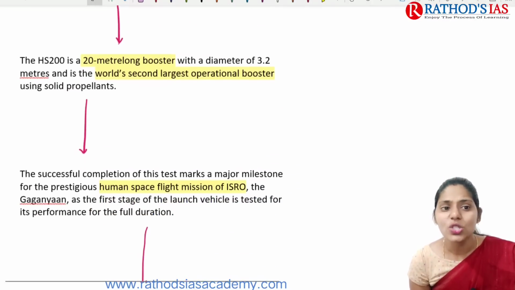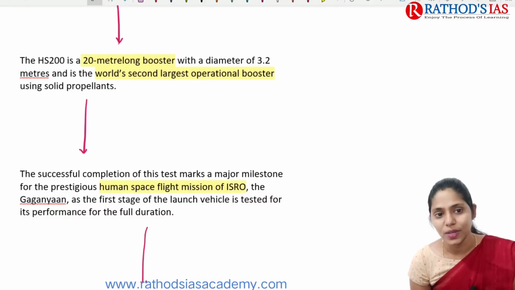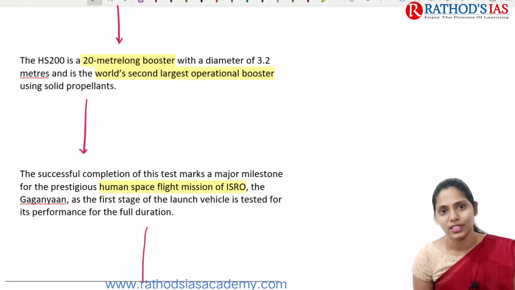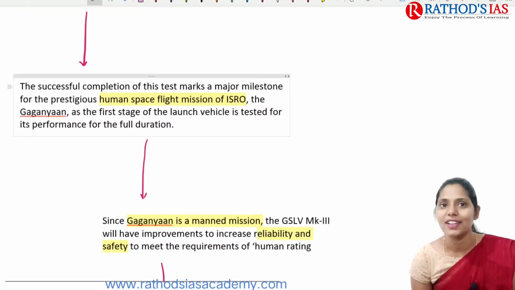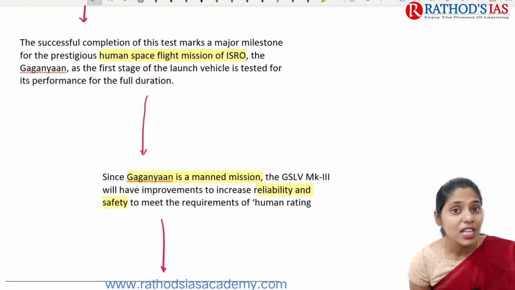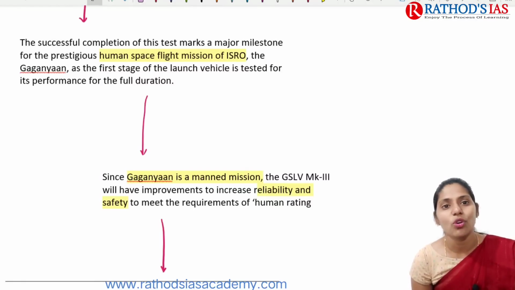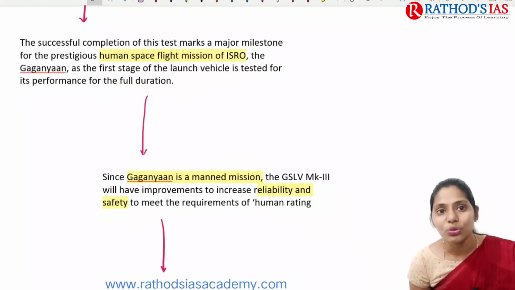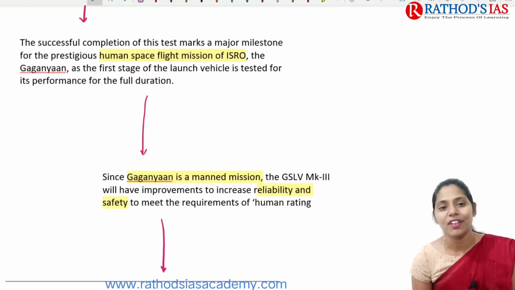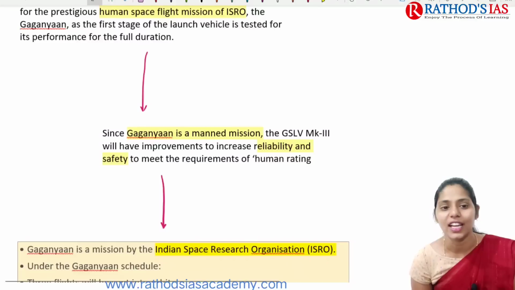This HS-200 is a 20-meter long booster, and the diameter is 3.2 meters, and it is the world's second largest operational booster using solid propellants. And the next one is that the successful completion of this test is one of the major milestones that we have seen in the human flight mission of ISRO, that is the Gaganyaan mission.